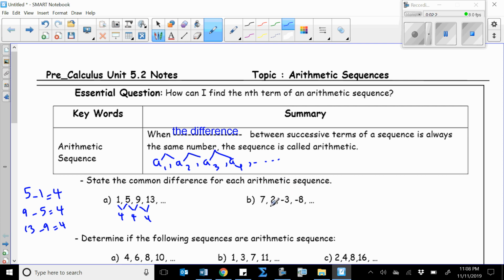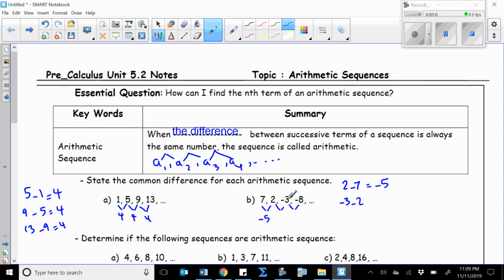Again, any two successive terms I consider should have the same difference in order to have an arithmetic sequence. So let's look at the first two ones. I'm going to do 2 minus 7. Notice you always subtract the first one from the second one, like 2 minus 7 or negative 3 minus 2. We're not going to do 7 minus 2. It's going to be 2 minus 7. So 2 minus 7 will be equal to negative 5. So the difference between the first two terms is negative 5.